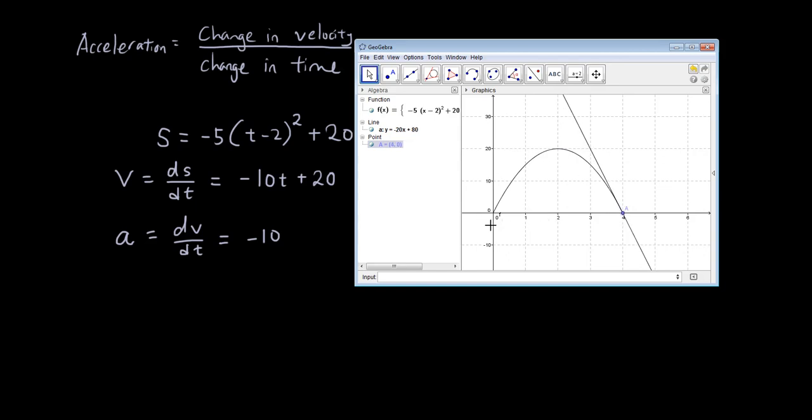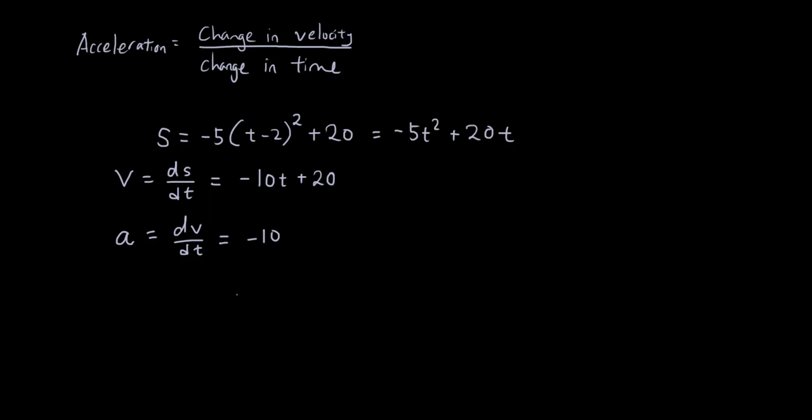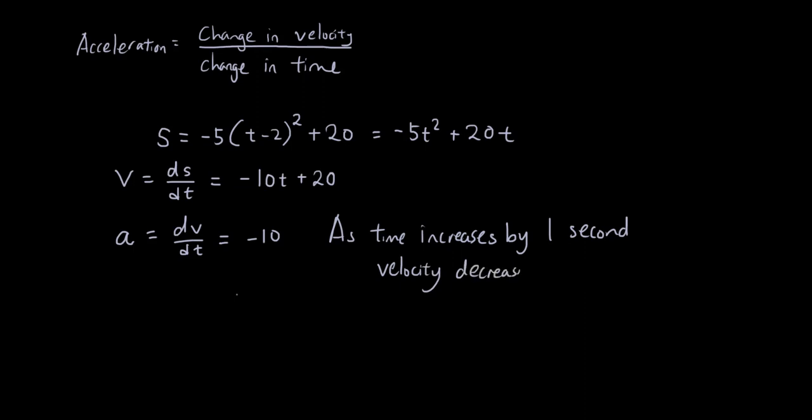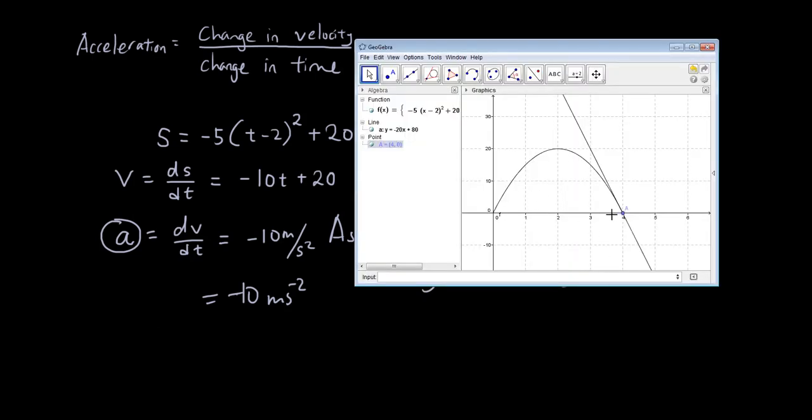So throughout the whole time, as time increases by 1 second, the velocity decreases by 10 meters per second. So that is why the acceleration, which is the change in velocity at any point on the graph, is -10 meters per second squared, or we can say -10 m s⁻². So that is the acceleration of the object at any point on this curve.